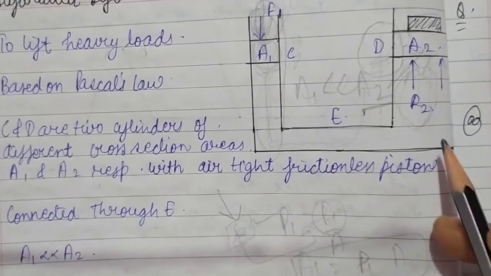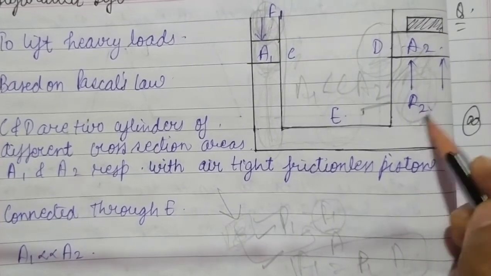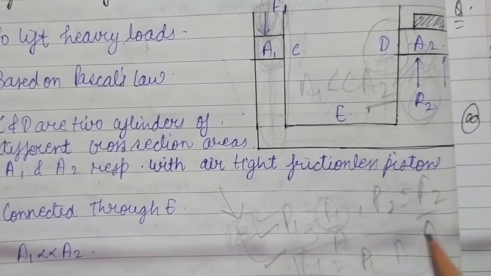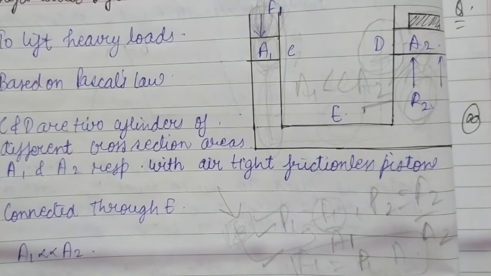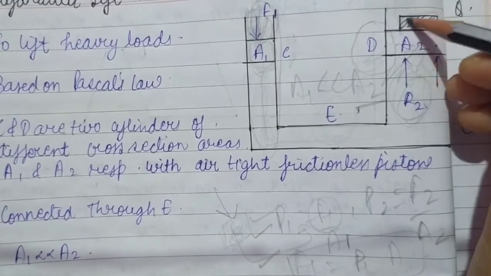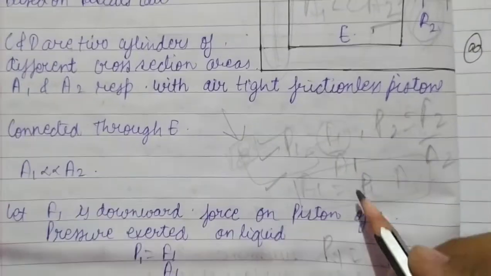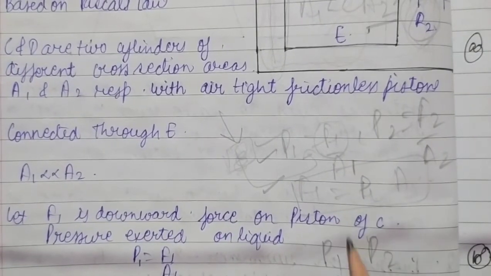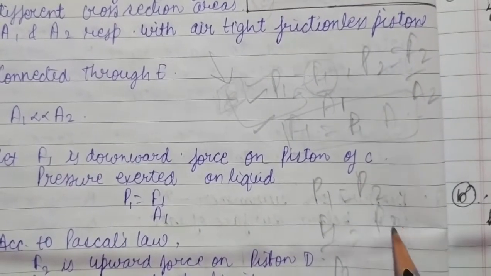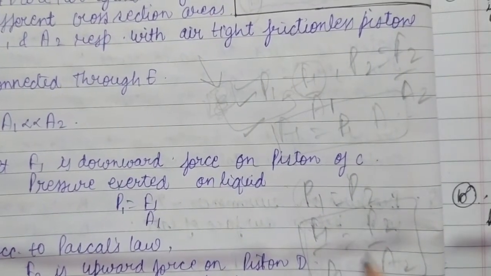Now, what will be F2? P1 was F1 divided by A1, and P2 will be F2 upon A2. The pressure we applied here will be exerted here equally. We already know from Pascal's law that P1 equals P2. So P1 is F1 upon A1 and P2 is F2 upon A2. The pressure is constant, so force per unit area is constant.